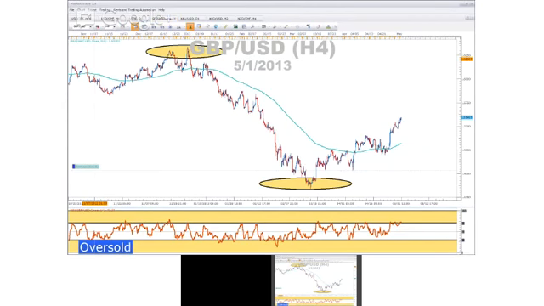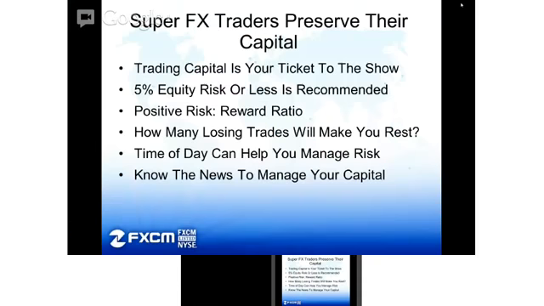Okay, so we've covered the indicators. Again, I mentioned this earlier, I don't think that telling you very effective indicators would be of much use without what I consider super traders. In short, super traders preserve their capital. I like to say trading capital is your ticket to the show. So that's something that I recommend you always focus on, and more importantly, focus on protecting.